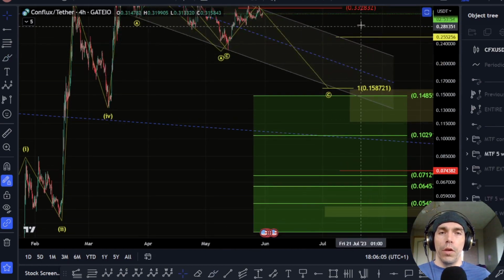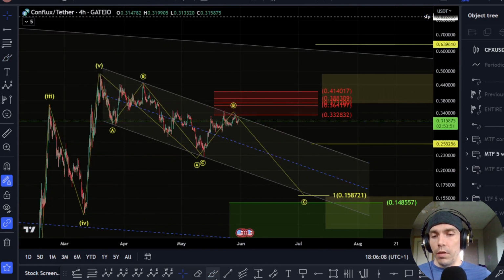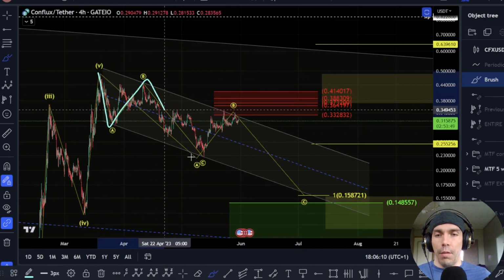Now, looking at this move in this way, what I would be treating this as is that from further back here, we have this as A, B, and C.